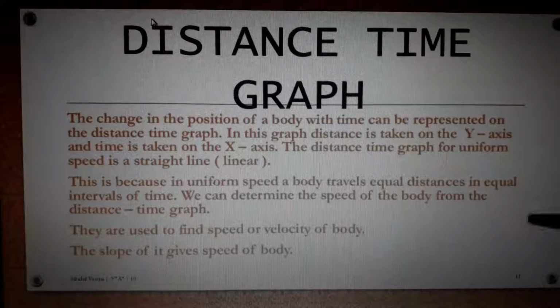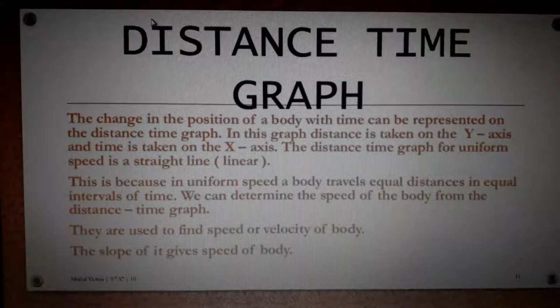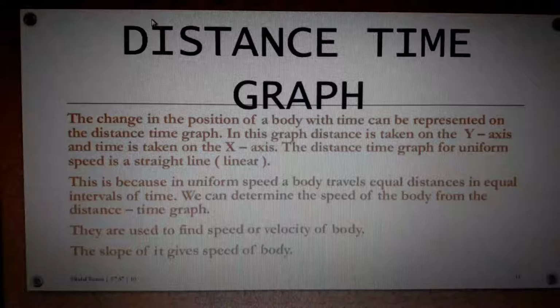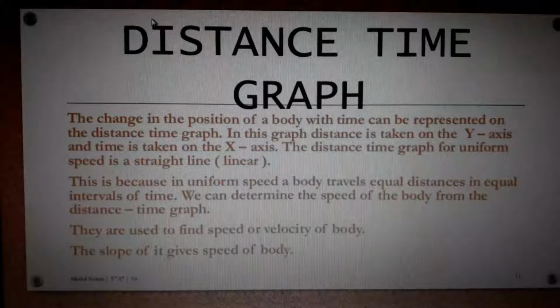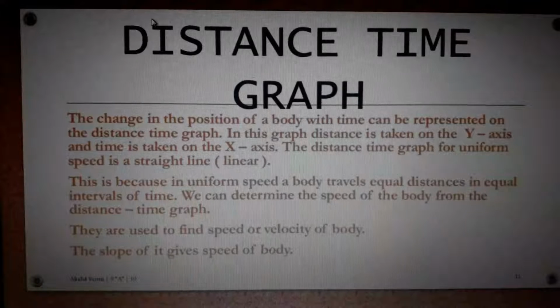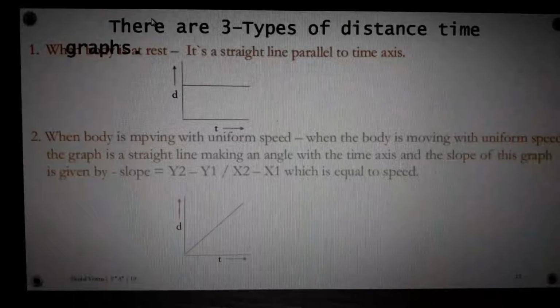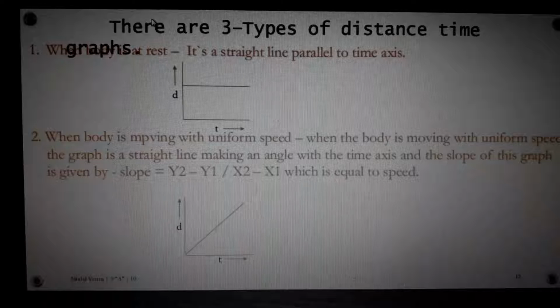In this graph, distance is taken on the y-axis and time is taken on the x-axis. Okay, no problem. Every time, time is taken on the x-axis. The distance-time graph for uniform speed is a straight line. Uniform speed we will discuss in the next picture. See, this is a distance-time graph when the object is at rest. What may we mean by that?